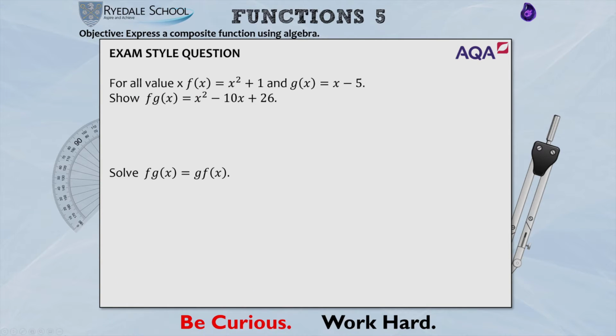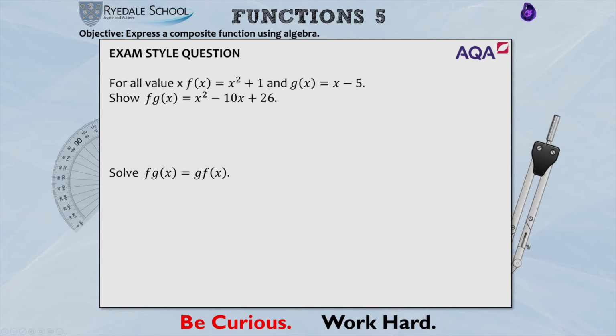For the last example, I would actually find an AQA exam question, just to see the sort of standard that you might have. This was one of the more difficult questions that I found on this topic of functions. So first of all, we've got for all values of x, f of x is x squared plus 1, and g of x is x take away 5. So there are two functions defined.